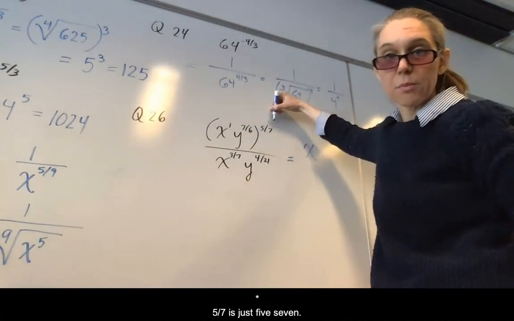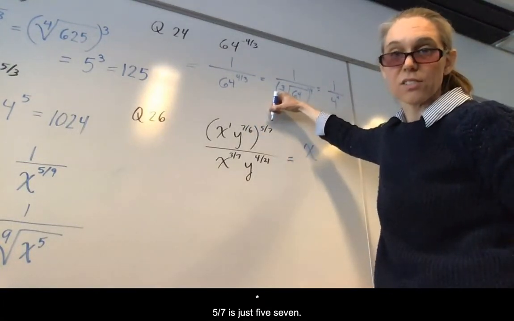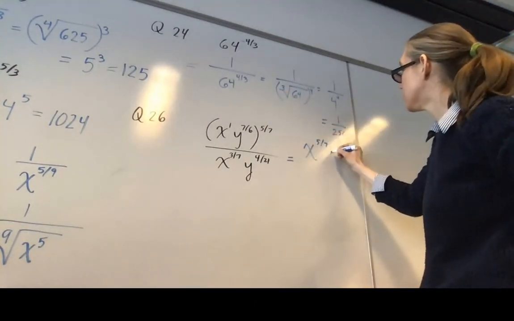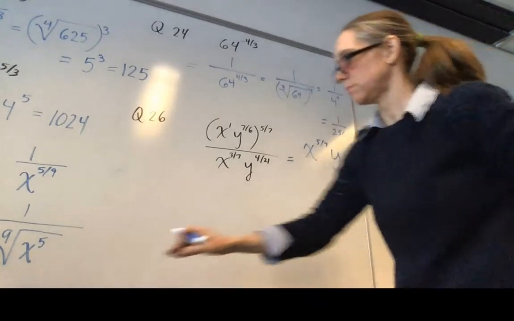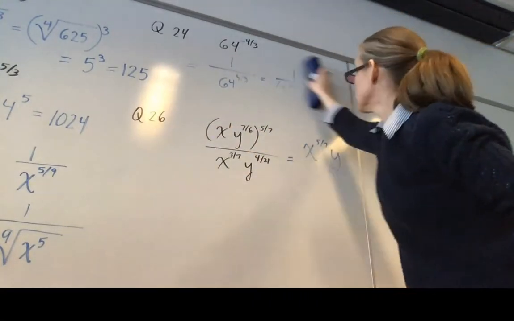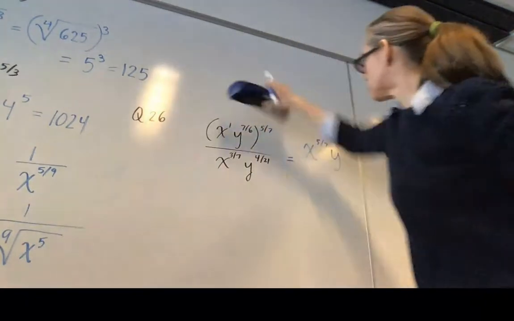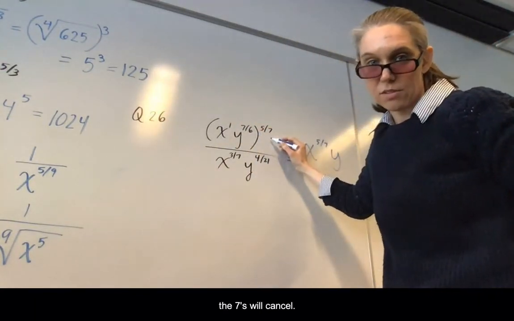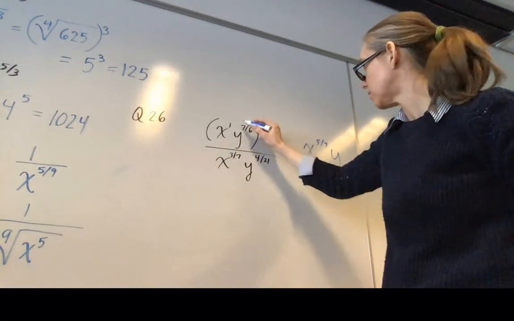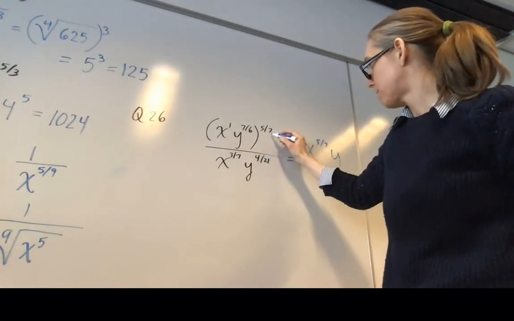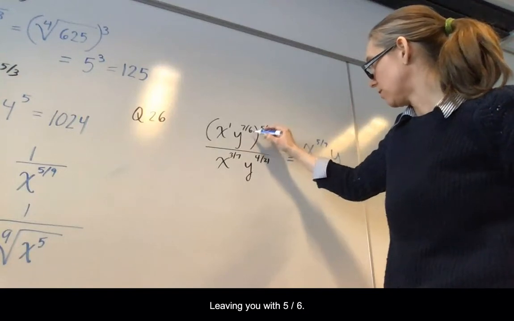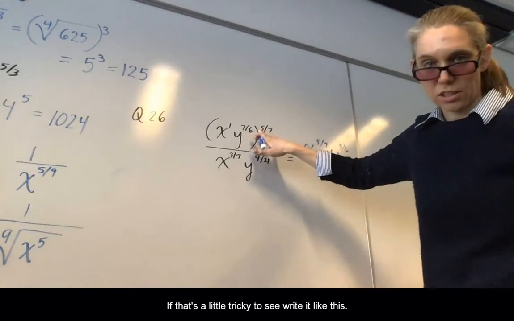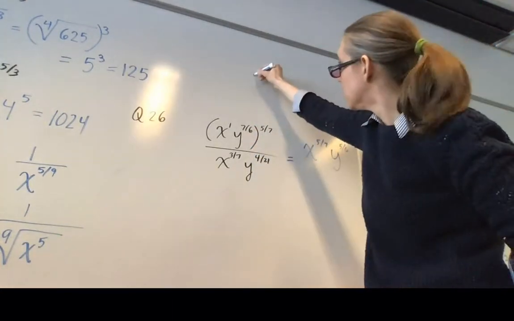1 times 5/7 is just 5/7. 6 times 5/7, the 7ths will cancel. 7 and 7 cancels, leaving you with 5/6. If that's a little tricky to see, write it like this.